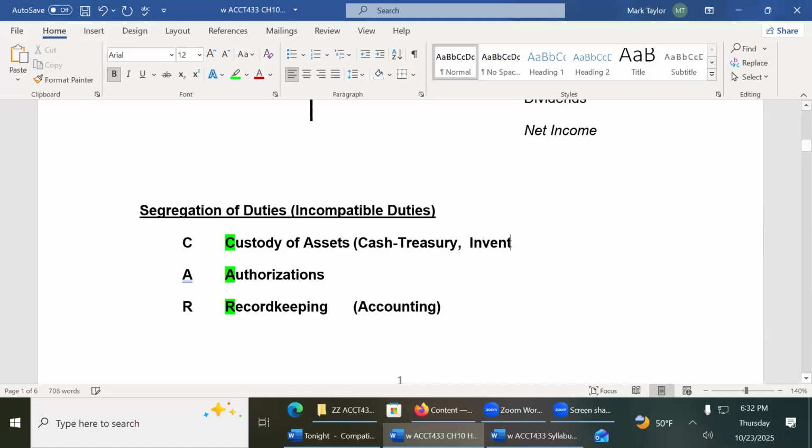Inventory would probably be operations. Etc. There could be any number of them. Those are probably the two biggest ones.